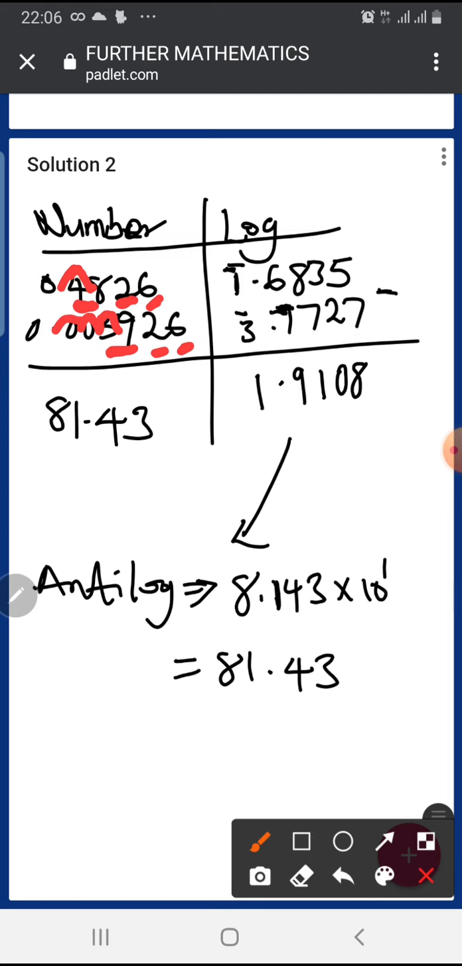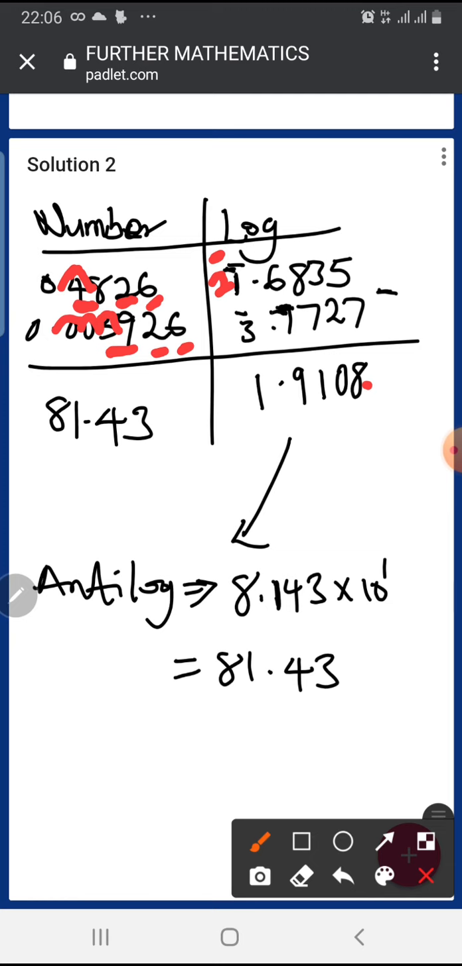Then because the question says divide, you subtract the logarithm. 5 minus 7, of course, you take 1 from 3. 15 minus 7 is 8. This is 2. You are left with 2 here. 2 minus 2 is 0. 8 minus 7 is 1. 6 minus 7 is not possible. You take 1 from here. When you take 1 from here, you are left with bar 2.